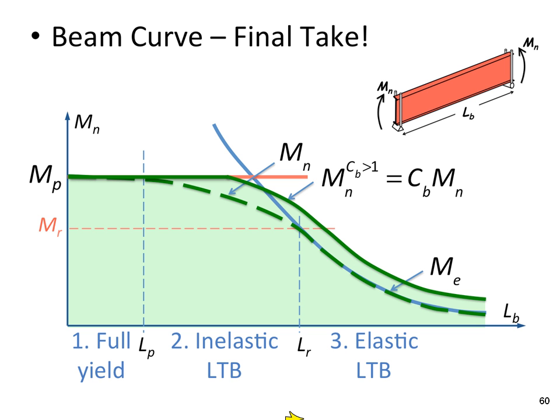So a lot of times I have people ask me, is it conservative to use C sub B equals 1 in all cases? Absolutely, because you're simply not taking advantage of the fact that you do have a moment gradient in the beam.